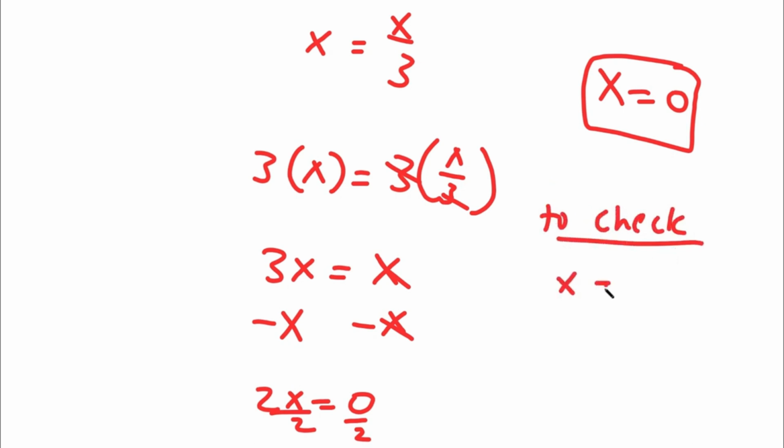first start with x is equal to x over 3. Now, x is equal to 0, so I have 0 is equal to 0 over 3. Now I have 0 is equal to 0 divided by 3, which is simply 0. So 0 equals 0, meaning my solution is right.